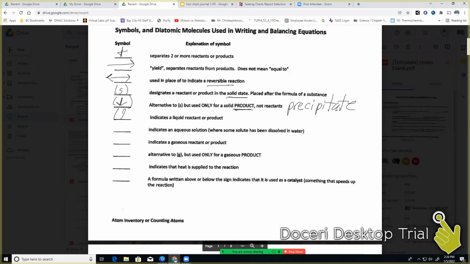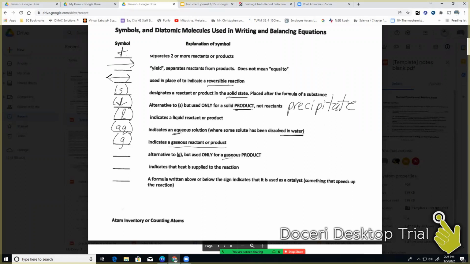If it's a liquid, it's L in parentheses. If it's in an aqueous solution, an aqueous solution means that something is dissolved in water. So water is your solvent, then it would be aq. A lot of reactions occur in water solution. If it is a gaseous reactant or product, it would be represented with a g.